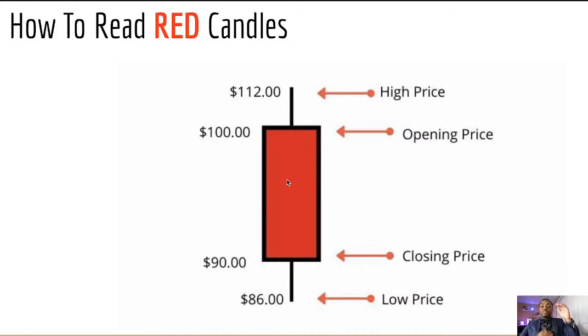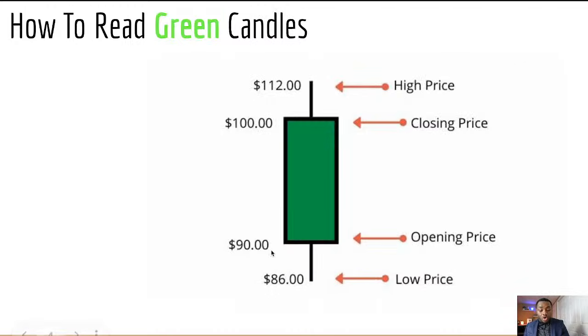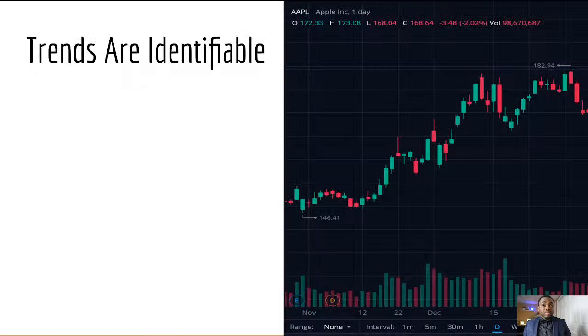But what happened in between those time frames? It got as high as 112 and it got as low as 86. But it's red because it started up here at 100 at the open and then it closed down here at 90. And again, the opposite, it opened at 90 and it closed at 100. So that's why you get red and green candles. So let's check this out.